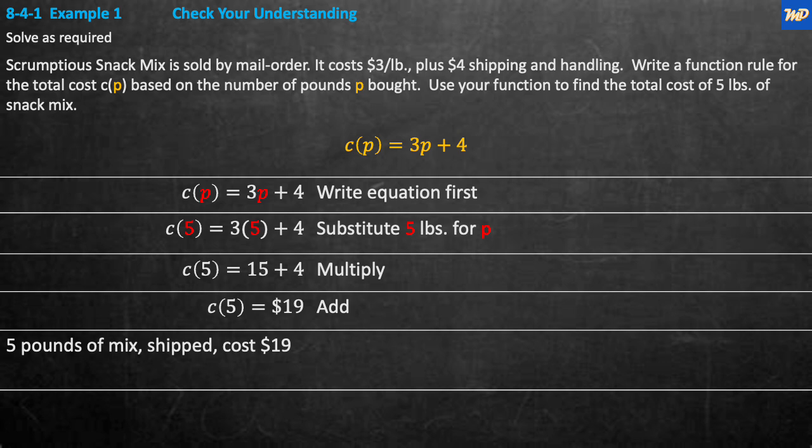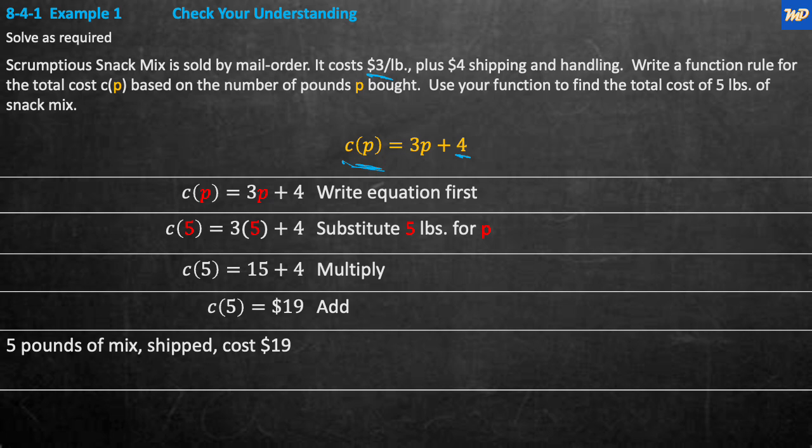So our function, as we've written it here, C of P, the cost of the pounds of snack mix, is equal to 3P, based on $3 per pound times the number of pounds, plus $4 for shipping and handling. That's our function rule. We see that C of P is equal to 3P plus 4. We have the equation.